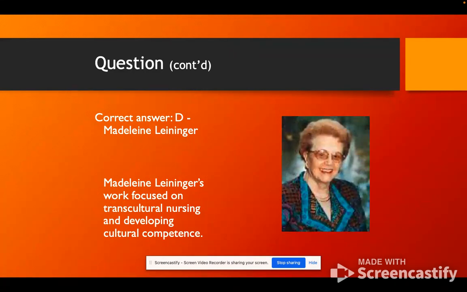It would be D, Madeline Leninger. Her work focused on transcultural nursing and developing cultural competence.